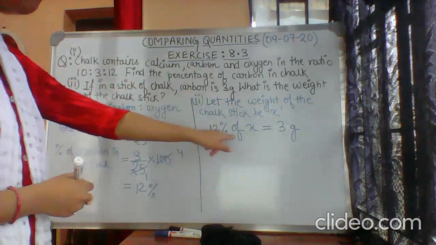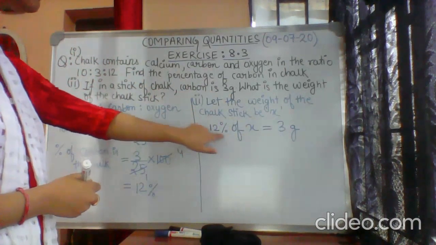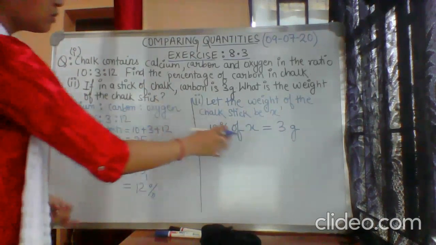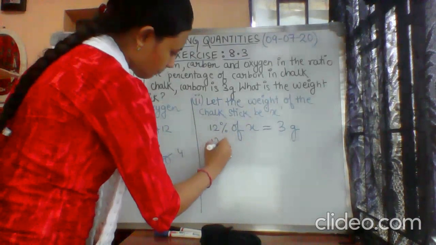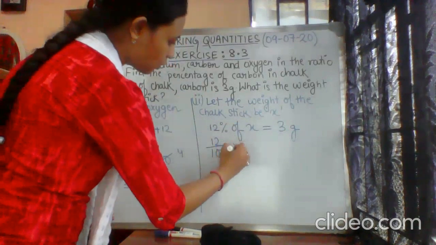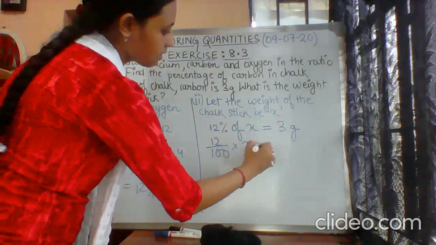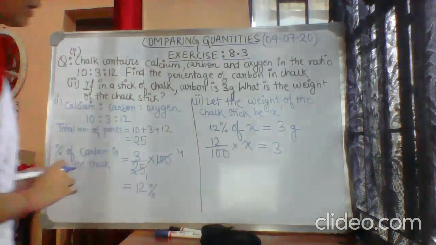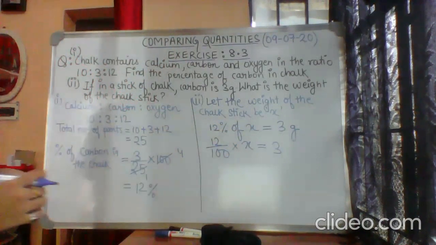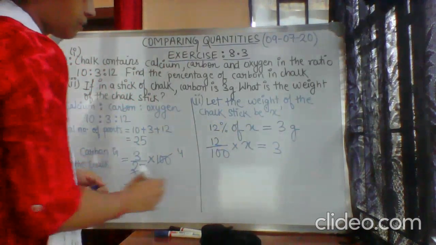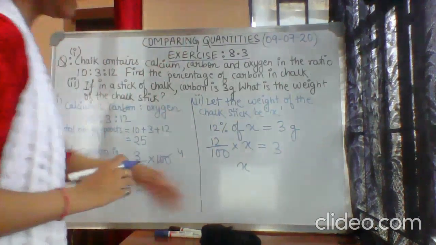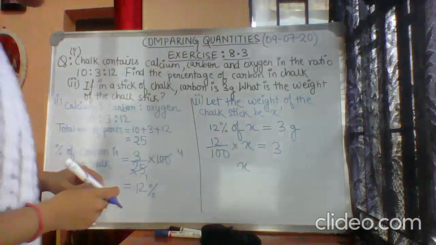We have learned that "of" means "into", and percentage means 12% means 12 by 100. That you know already. You have done it in exercise 8.2. So now we will follow the method. 12% means 12 by 100. Of means into x equals 3. Okay, I'm not writing gram now. We will write it later on. Now, I'm keeping x this side only because we have to find x. We are keeping it on the left side only.